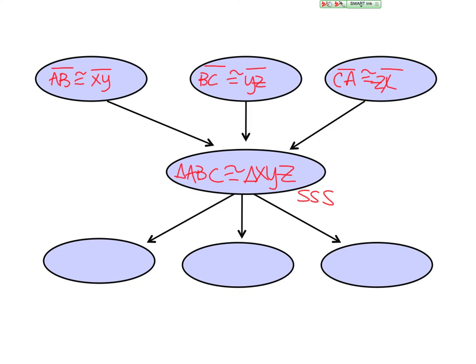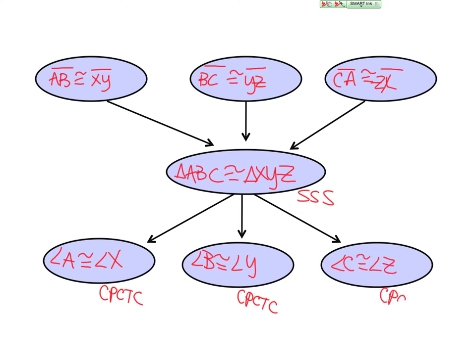Supported by CPCTC. Angle B is congruent to angle Y because of CPCTC. Angle C congruent to angle Z, I think, CPCTC. So we have 3 things that get the triangles congruent. Now we'll have 3 things we could use after it. We won't use all of them in a proof, but we'll probably use one of them.